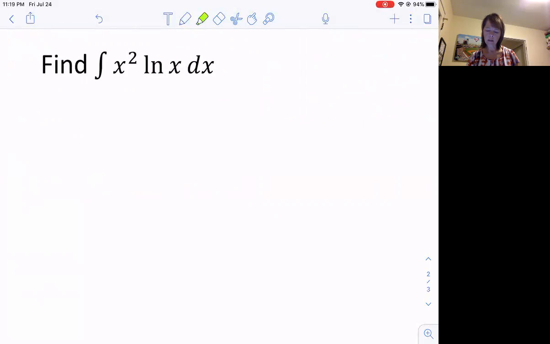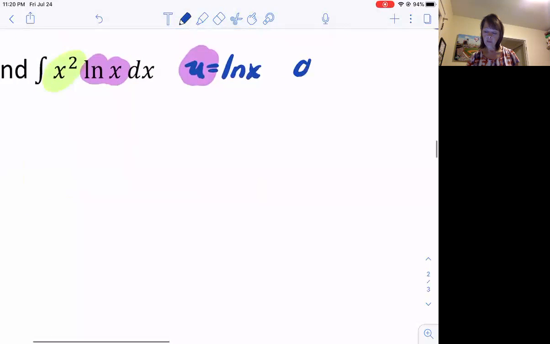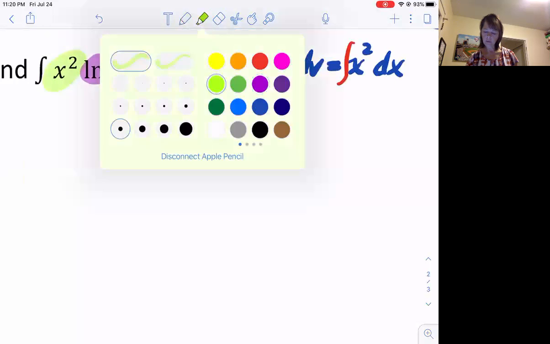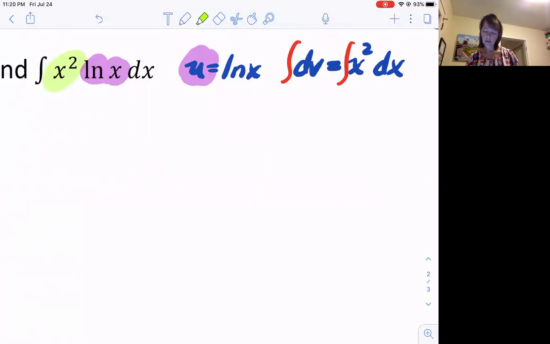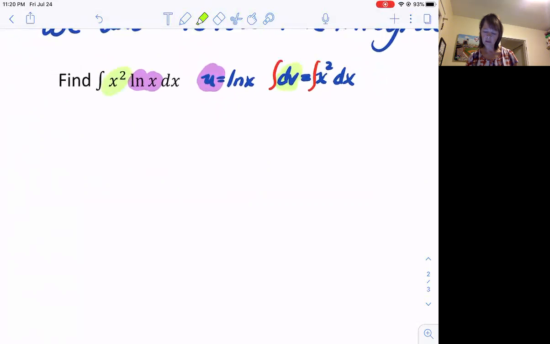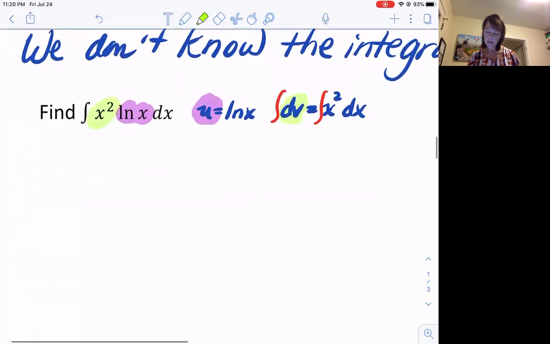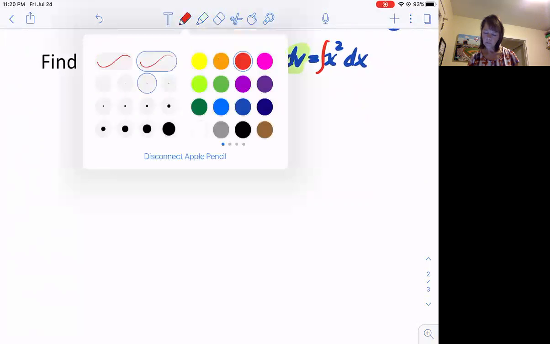So in this case, I'm gonna highlight this with green, and then I'm going to highlight this purple. So I'm going to pick my u to be equal to ln of x, where my dv, I'm going to make that equal to x squared dx. So remember, the dv, you're integrating on both sides. So dv is then equal to the x squared part of the integrand.